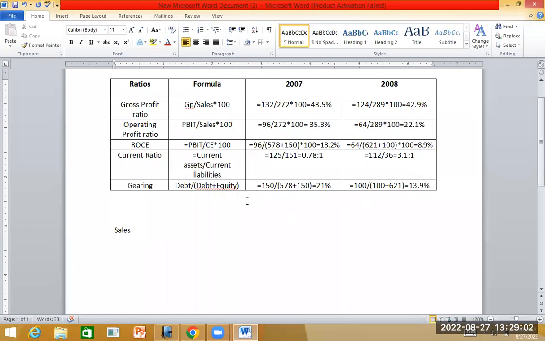No, you always take long-term loan, but if the long-term loan was partly classified into current liability, then it could be added.